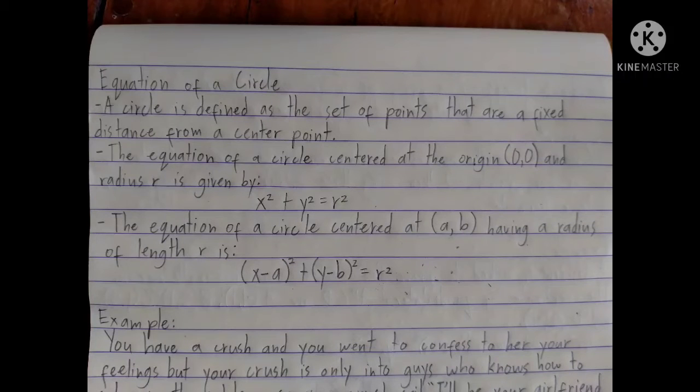Next, we're going to discuss the equation of a circle. A circle is defined as a set of points that are a fixed distance from a center point. The equation of a circle centered at the origin, also known as (0, 0), and radius r is given by x squared plus y squared equals r squared. The equation of a circle centered at (a, b) having a radius of length r is (x minus a) squared plus (y minus b) squared equals r squared.